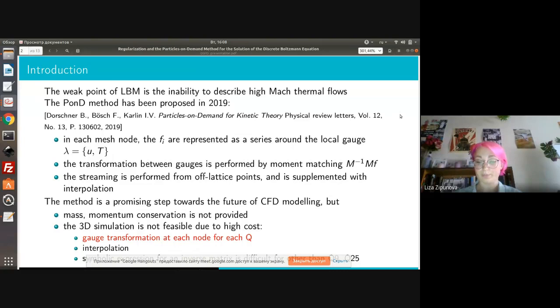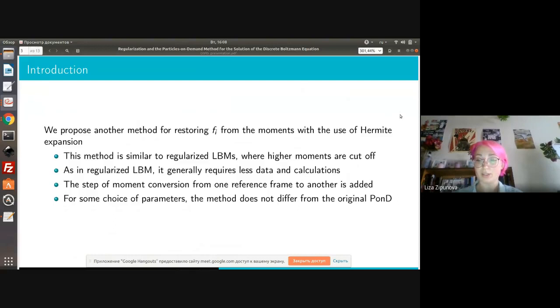We propose another method for restoring distribution functions from the moments with the use of Hermite expansion. This method is similar to regularized lattice-Boltzmann methods, where high moments are cut off. As in the regularized lattice-Boltzmann method, it generally requires less data and calculations. The step of moment conversion from one reference frame to another is added. For some choice of parameters, the method does not differ from the original particles on demand.